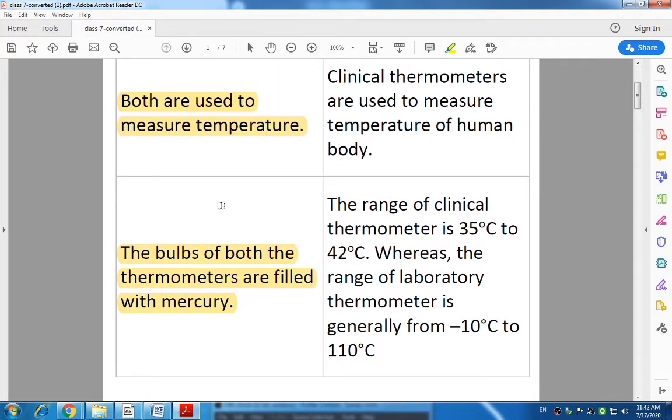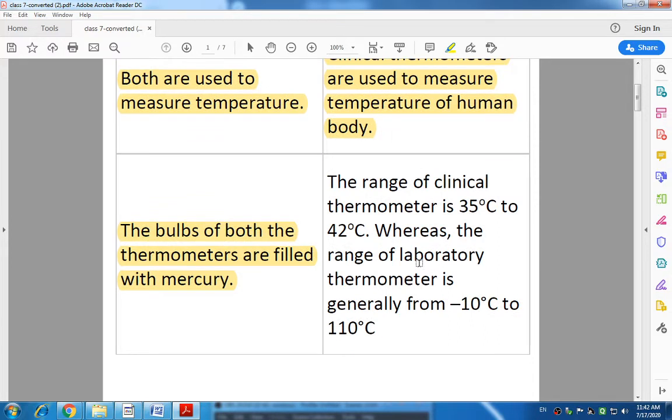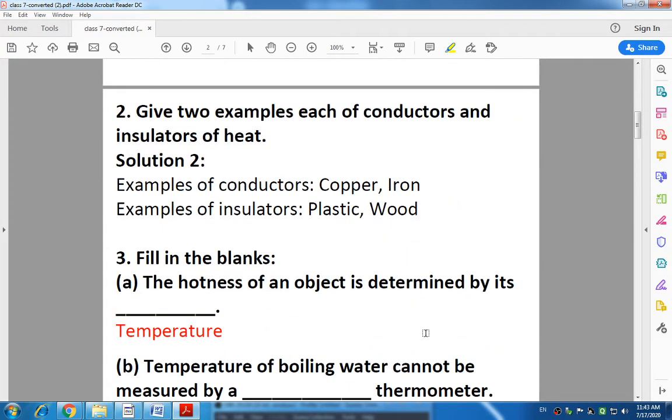So these two are the similarities, and see the differences. The clinical thermometer is used to measure the temperature of the human body, whereas the laboratory thermometer we use in the science lab. Understood? Then the second difference: the clinical thermometer shows the range from 35 degrees Celsius to 42 degrees Celsius, and the laboratory thermometer shows 10 degrees Celsius to 110 degrees Celsius. Understood? First question, yes, just check your answers.